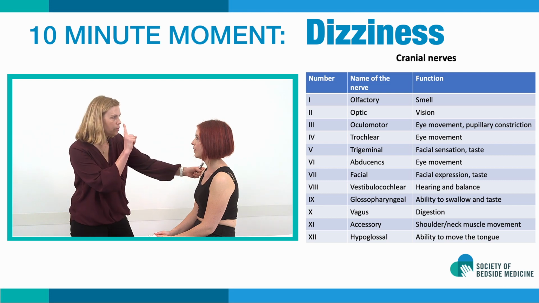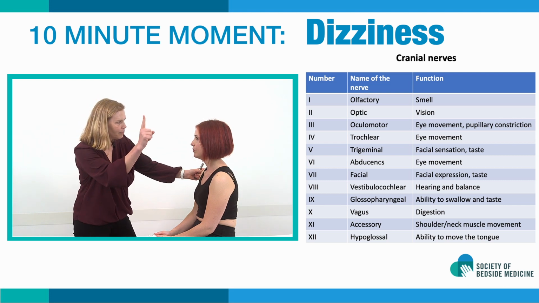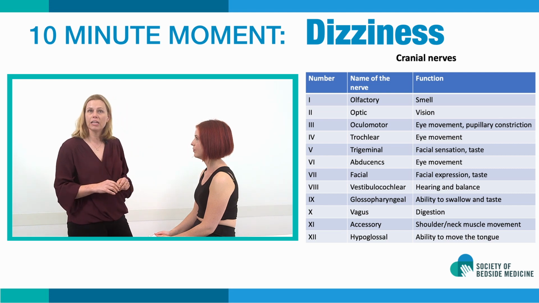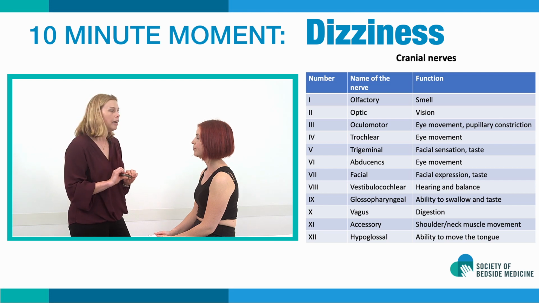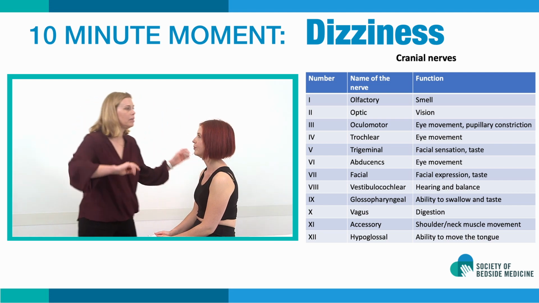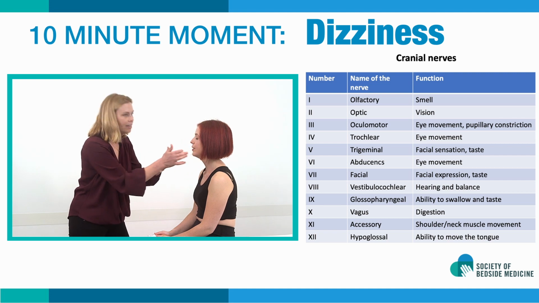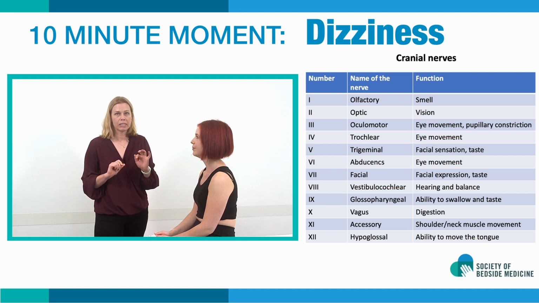Now follow my finger with your eyes in a big circle. Beautiful. Cranial nerve 3, 4, and 6. Oculomotor, trochlearis, and abducens. I'm going to touch your face now. Tell me if everything feels the same. Yeah, the same. Cranial nerve 5, trigeminus.